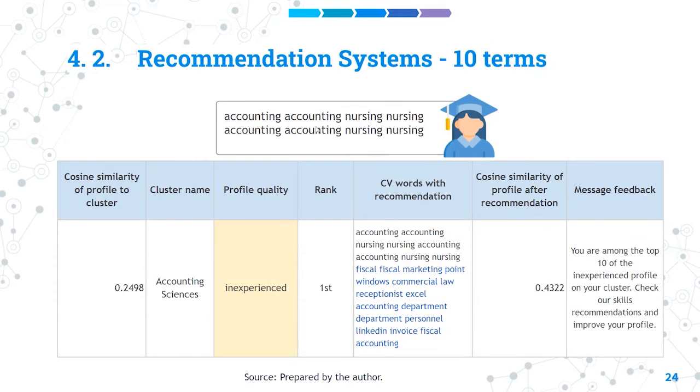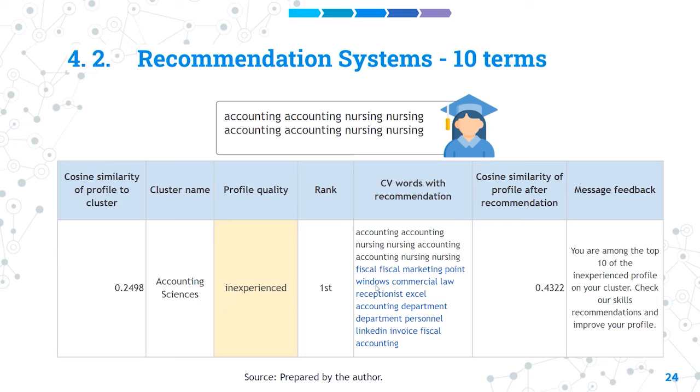We have a profile with words about accounting and nursing, and this was classified in the accounting sciences cluster. It's considered inexperienced, but is the first one of the inexperienced. We can see here .24 of cosine similarity, and these words on this profile. And the feedback message is: you are among the top 10 of inexperienced profiles in your cluster. Check our skills recommendation and improve your profile.